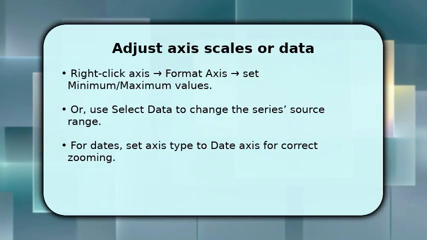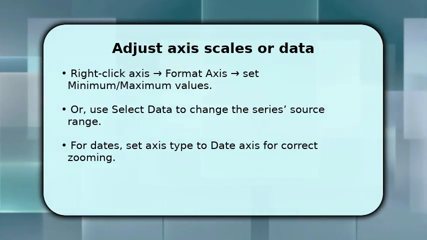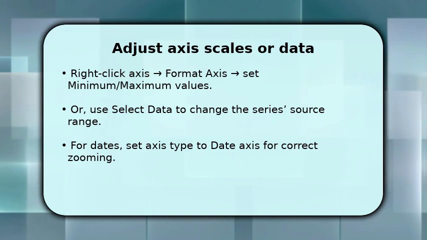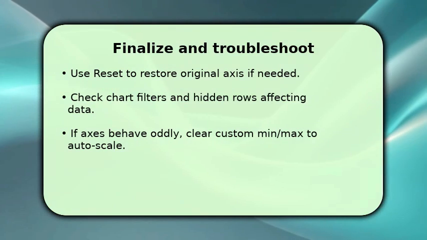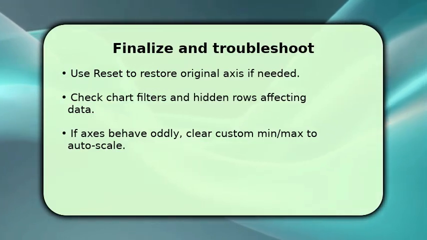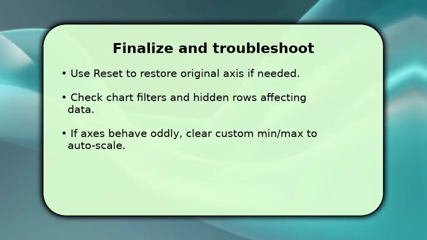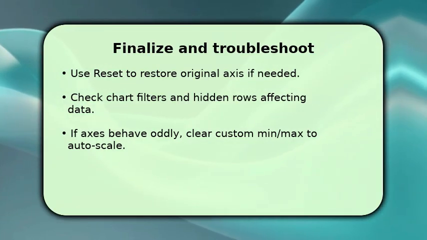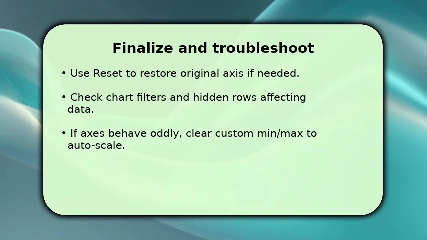For time series, make sure axis type is date axis so Excel interprets bounds correctly. That prevents distortion. Finish by fine-tuning formatting and testing interaction. Apply grid lines and data labels if they help interpretation, then click elsewhere to verify the zoomed view persists. If something looks wrong, reset the axis bounds to auto or remove the custom source range to restore the original chart.